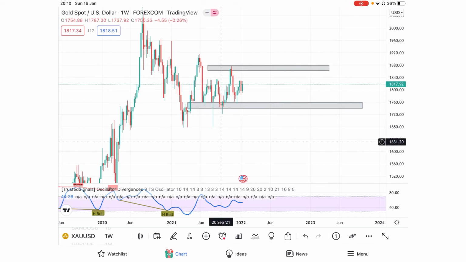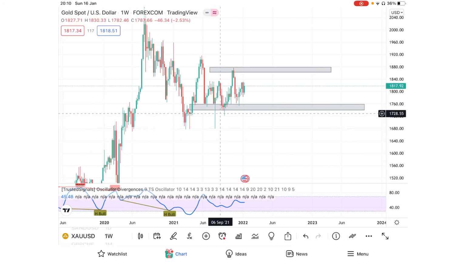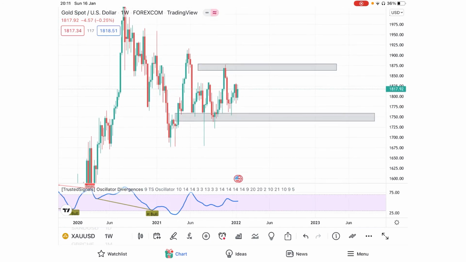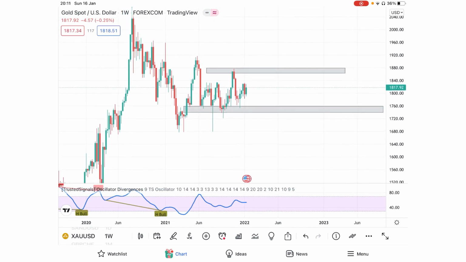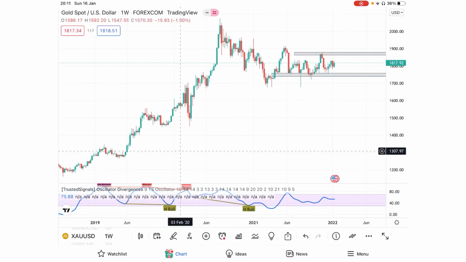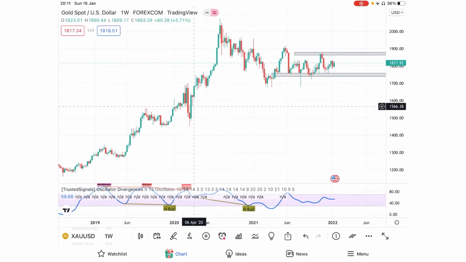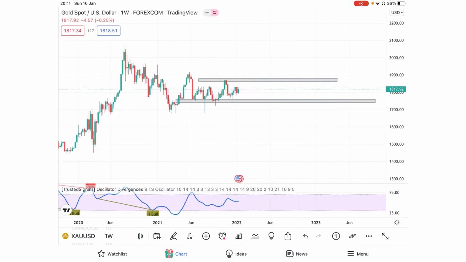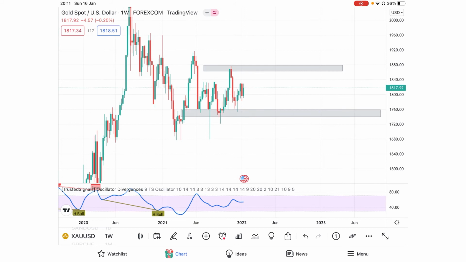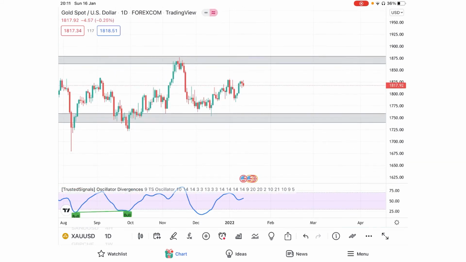If we look at the market structure, we created a higher high here, and this could be a higher low, and then it could create another higher high, but that's not very clear to see. Let me show you a clear example. Boom, higher high, higher low, higher high. This is a very clear example of market structure. So if we don't have that yet, let's go down to the daily time frame.